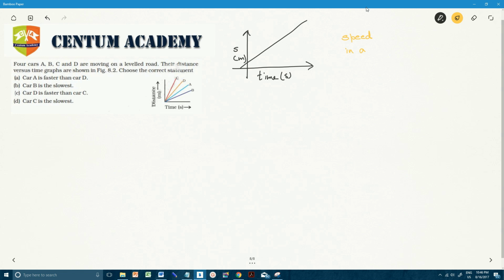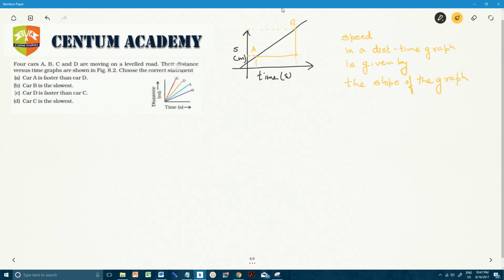speed in a distance time graph is given by the slope of the graph. So what is meant by slope? Let's say the slope of this line or graph in this case will be nothing but, you take any two points on the graph. Let's say this is point A, this is point B. So what you do is you drop perpendiculars to both the axes from these two points.